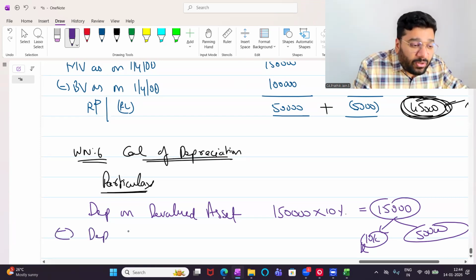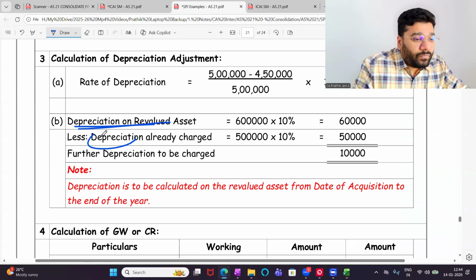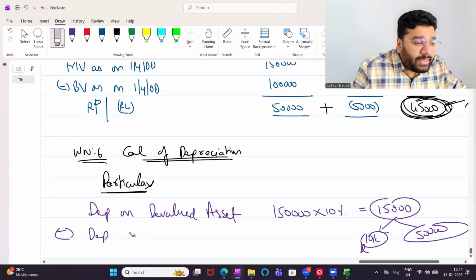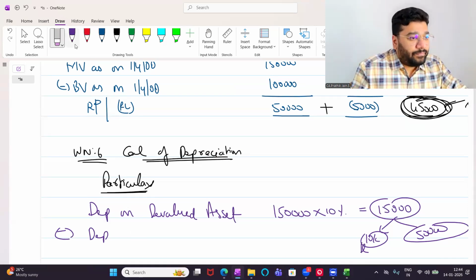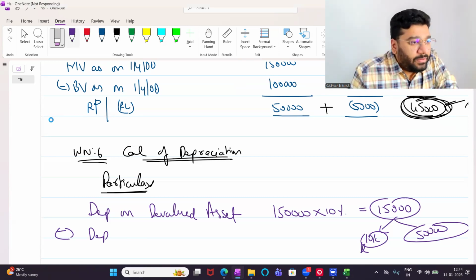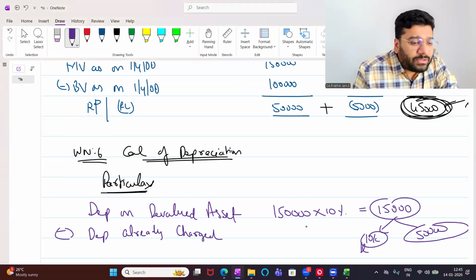Minus depreciation already charged. This is the language that we can use. Minus depreciation already charged. Just a second, people, it's loading. How much is already charged? 1 lakh into 10%, which is 10,000 already charged.